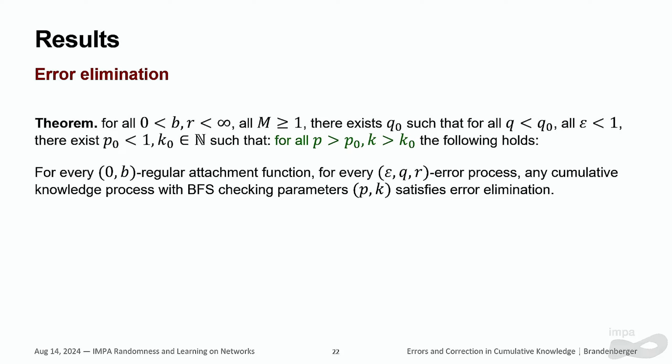we have a general error elimination theorem which says that essentially, if you have an adversary that's small enough, then for any settings of parameters, if your adversary is small enough, and if you check with high enough probability and in a high enough locality, then you will be able to eliminate all the errors. That's essentially what this is saying.